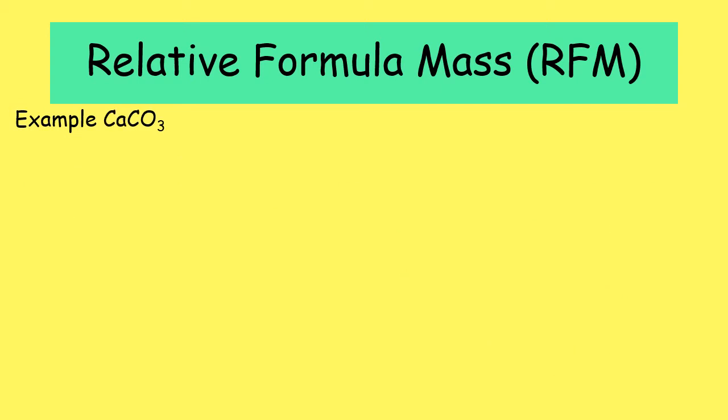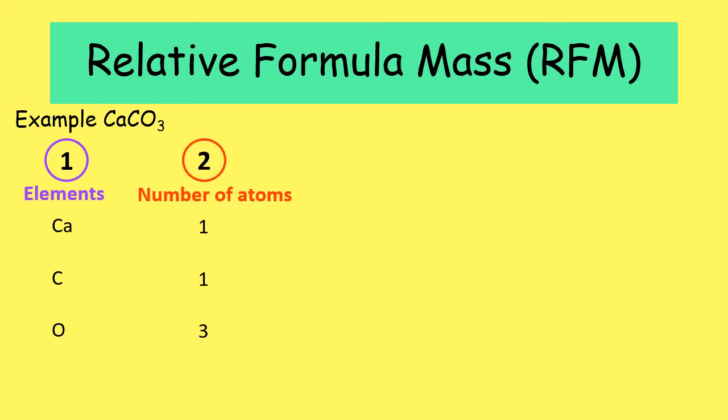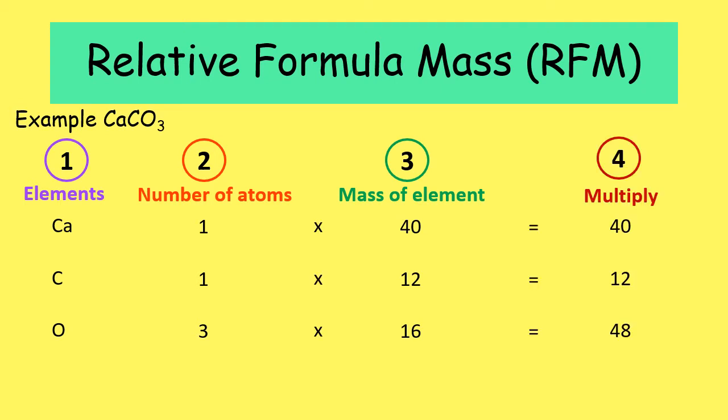Another example, calcium carbonate. This time we've got 3 elements. We've got Ca, we've got C, and we've got O. There is 1 calcium, there is 1 carbon, and there are 3 oxygens. The masses are 40, 12 and 16 from page 7 of the data booklet, and when we multiply, 1 times 40 is 40, 1 times 12 is 12, and 3 times 16 is 48. When we add those together, we get 100.